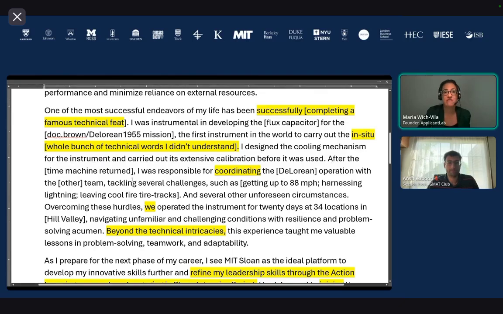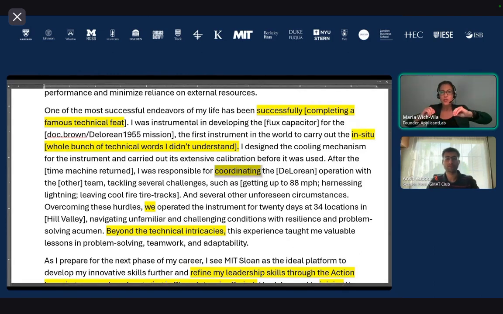Okay, after the time machine returned, I was responsible for coordinating the DeLorean operation with the other team, tackling several challenges, such as, and again, this list was of technical challenges, getting up to 88 miles per hour, harnessing lightning, leaving cool fire tracks on the ground. And so why did I highlight the word coordinating? Because this was the missed opportunity.